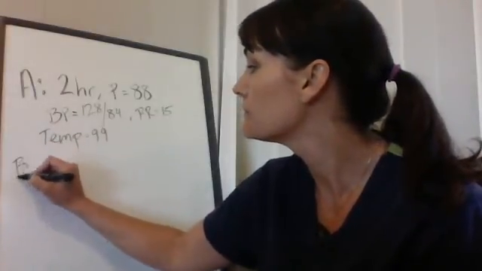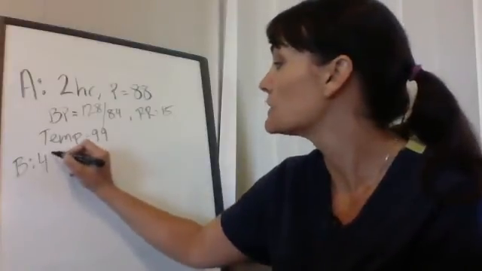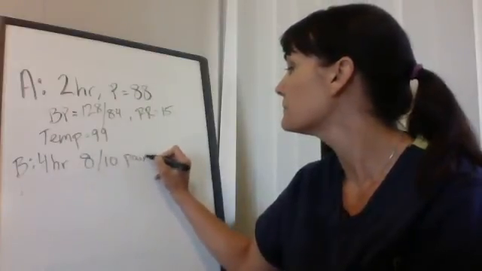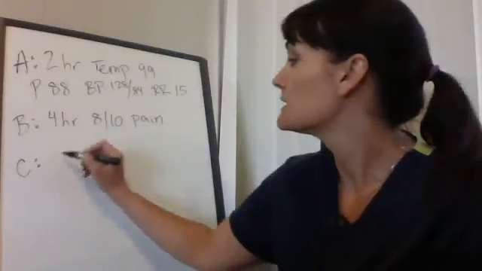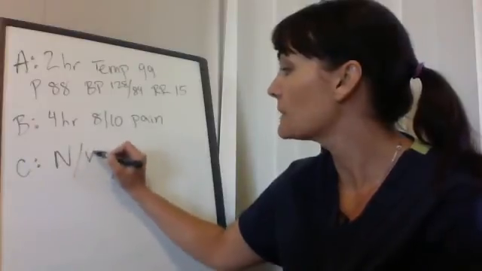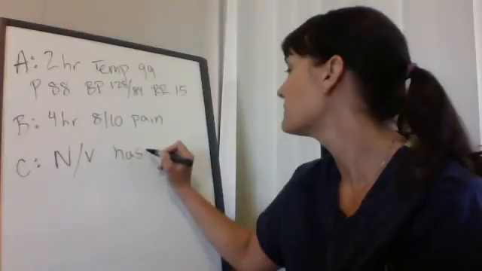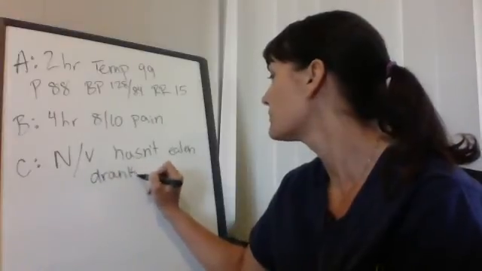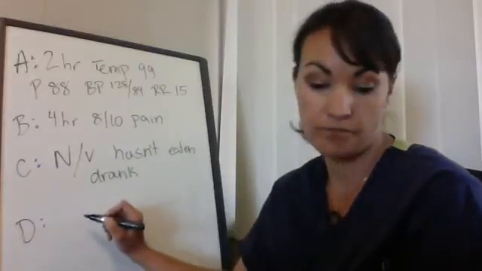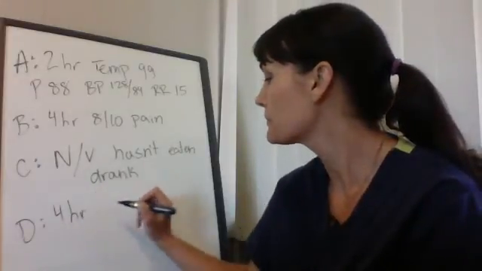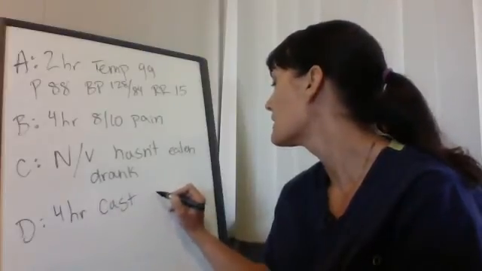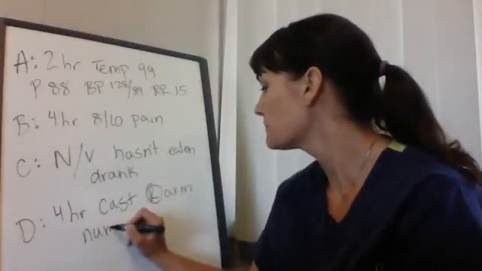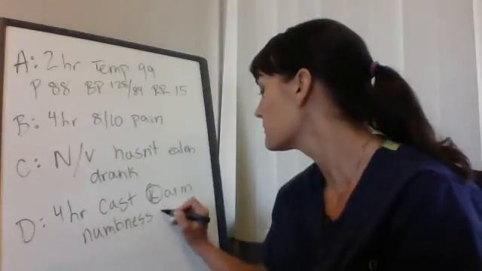Client B is 4 hours post-op and is having 8 out of 10 pain. Client C has some nausea, maybe some vomiting, and hasn't eaten or drank for most of the day. Okay? Client D is 4 hours post-op with a cast on their right arm with numbness in the fingers.